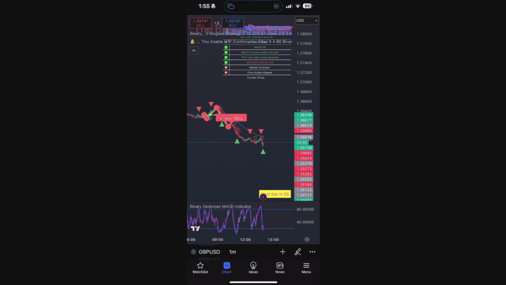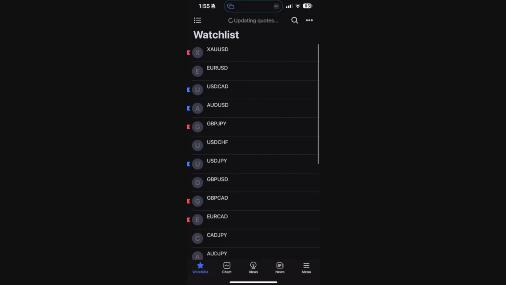So it depends what moves I'm feeling. I normally start my day on the 1 minute time frame, and what I'm looking at on the 1 minute time frame are just potential setups. So I will scroll through all of the currency pairs, and then you can actually see my watch list.